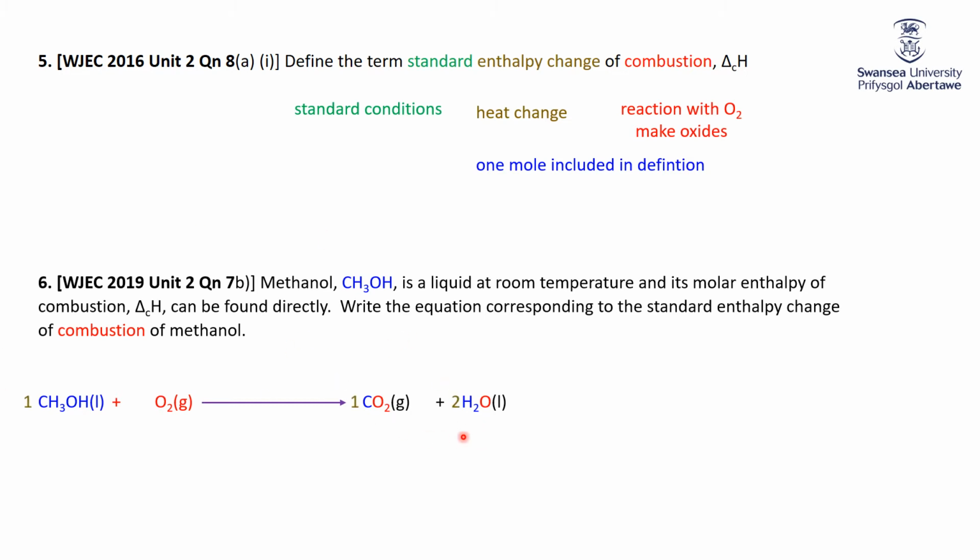And now we count the oxygens. We have a total of 4 on the right-hand side. 2 plus 2 is 4. We've already got 1 in the methanol. Can't do anything to change that 1 in front of the methanol, which means there has to be 3 from the O2s. So we need 1.5 or 3 halves O2 again.